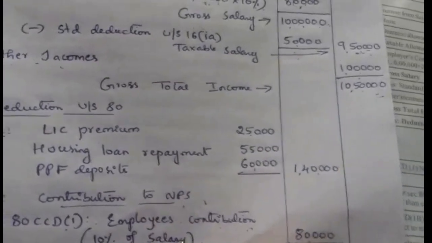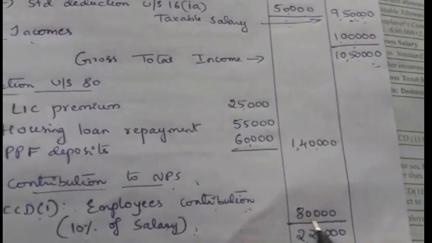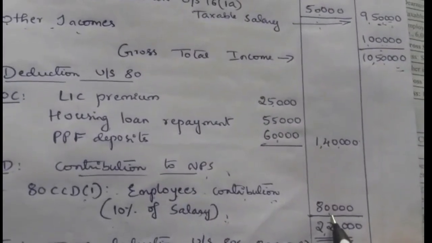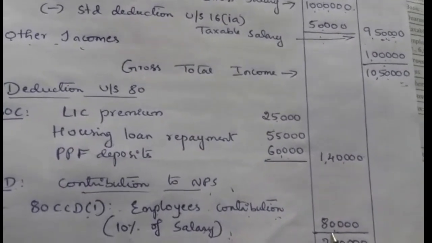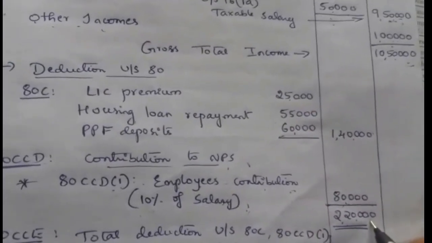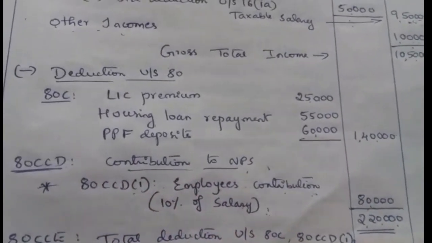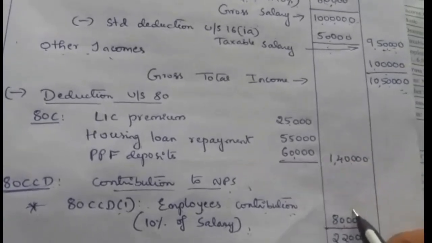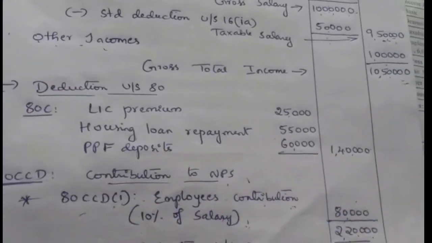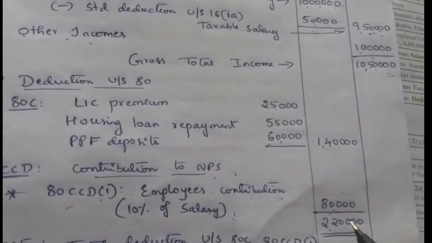So salary means basic plus DA, which is already calculated here as 80,000, so directly we can take 80,000. So this is 80CCD(1), we can claim 80,000. So total how much? 2,20,000. In the 2,20,000, the condition as per 80CCE says that the total deduction under section 80C and 80CCD(1) should not exceed 1,50,000. So he can claim only 1,50,000, not more than that.